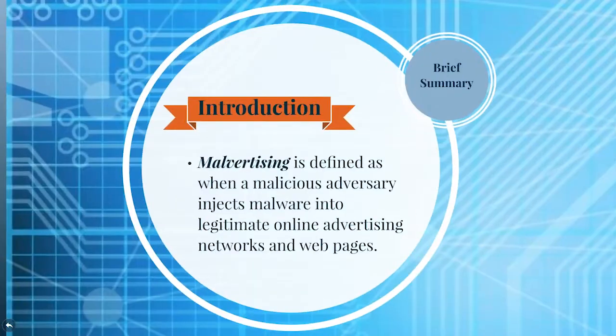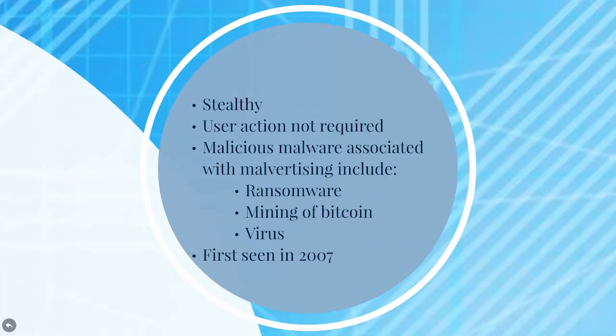Malvertising is defined as when a malicious adversary injects malware into legitimate online advertising networks and web pages. Advertisements are produced with significant effort to attract users and sell or advertise a product, which makes for a prime platform for spreading malware. Malvertising is able to exist even on the most popular and reputable websites without directly compromising them. Malvertising is a stealthy way of distributing malware because it can work its way into a web page and spread through a system unknowingly.